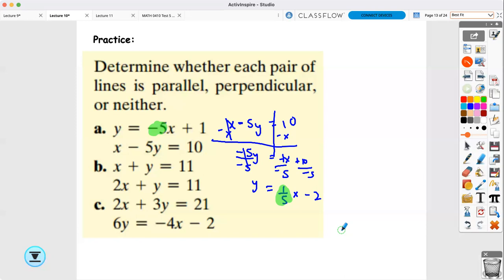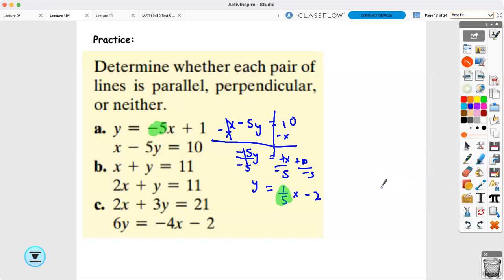Now let's see if it can be perpendicular. Now remember, to be perpendicular, they need to hit 2 points. They need to be opposite and reciprocals of each other. Opposite and reciprocals. So first, are they opposites of each other? Is one positive, one negative? Yes. Now are they reciprocals?